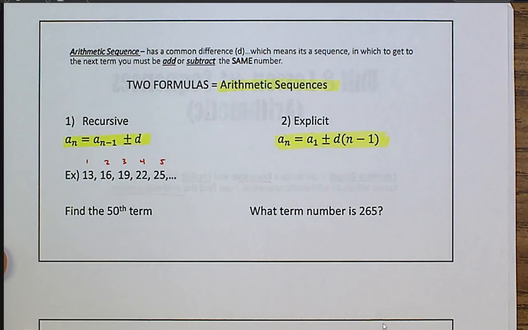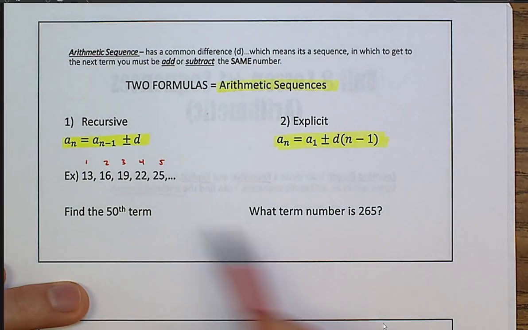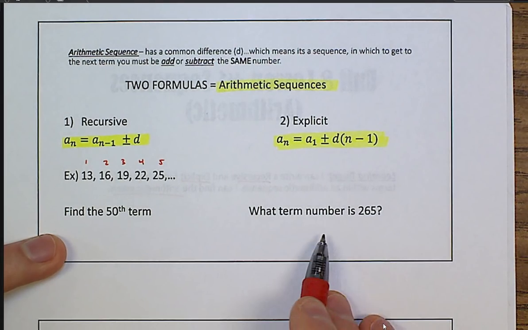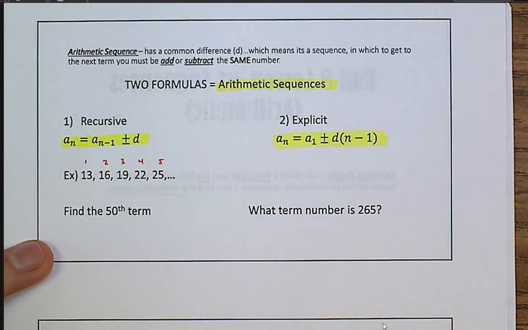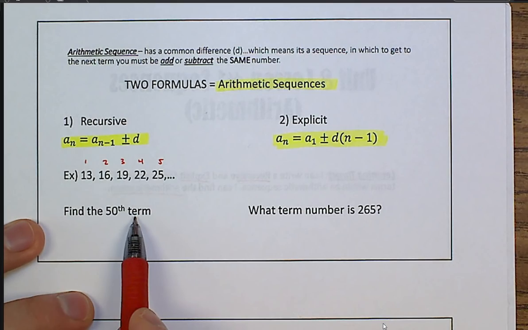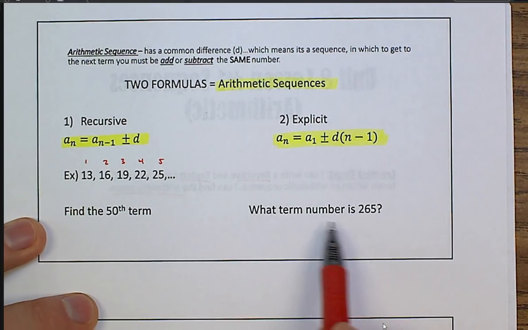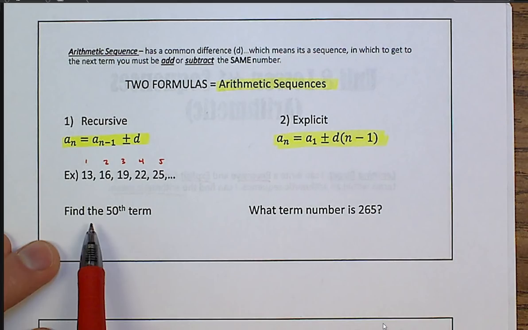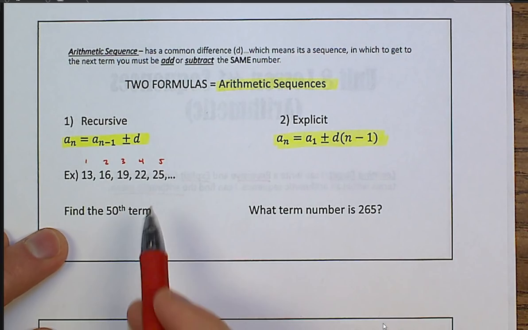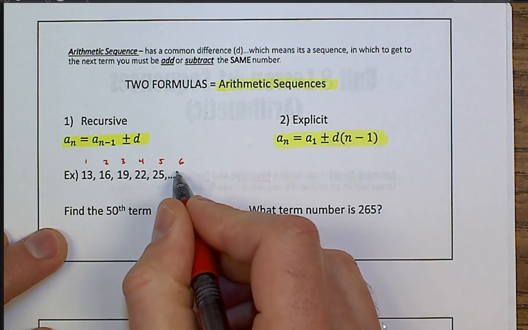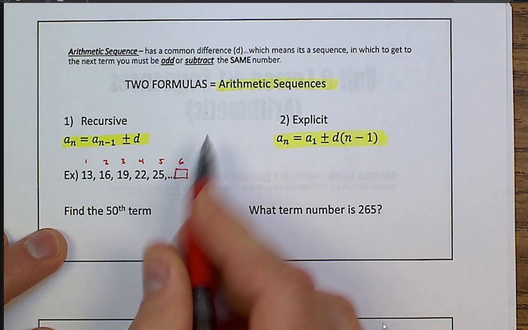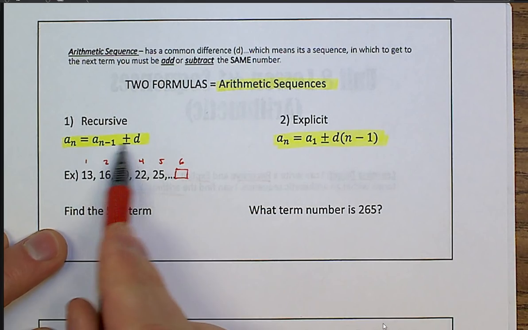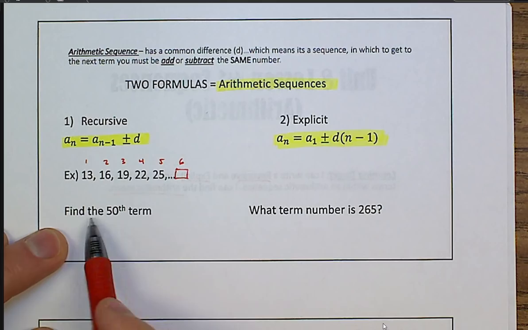Again, I always label 1, 2, 3, 4, and 5. Okay? And I have two different sets of directions here. This one says find the 50th term, and this one says what is term number 256. So if I want to find the 50th term, now again, I'm not asking you to find the 6th term. If I ask you to find the 6th term, you would use the recursive formula. All other terms, like 50, we're using explicit.